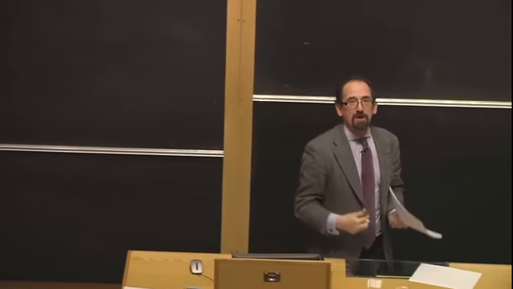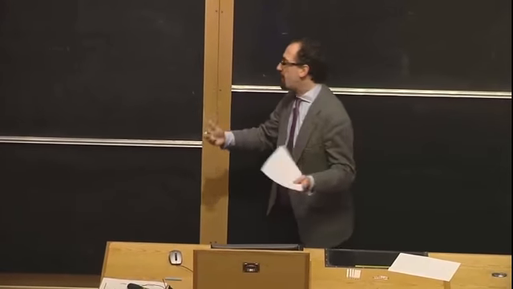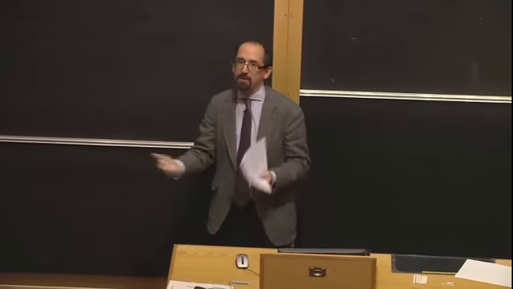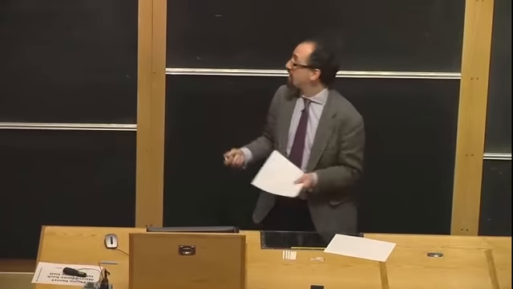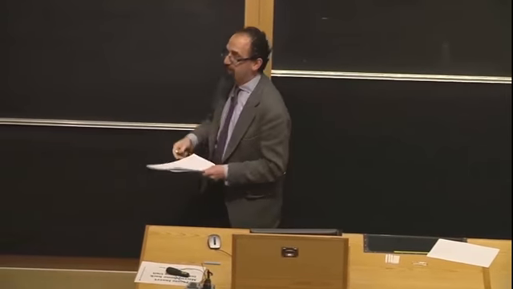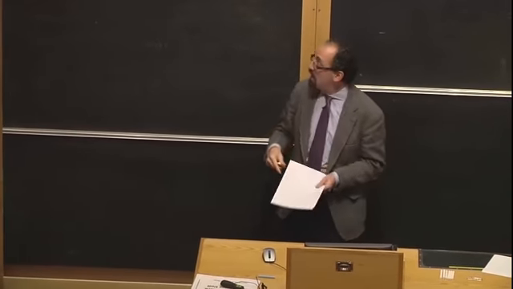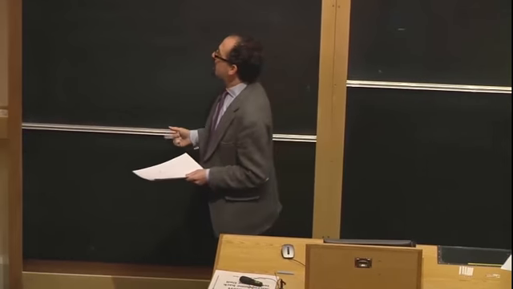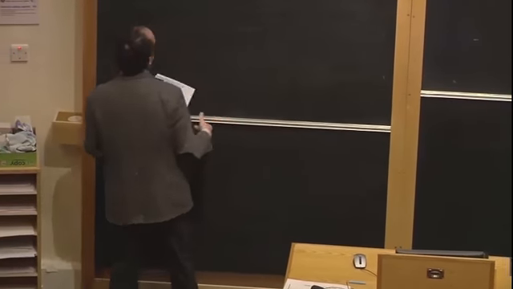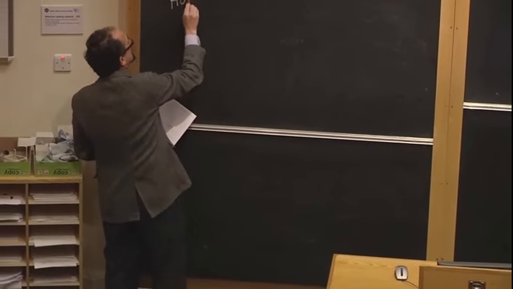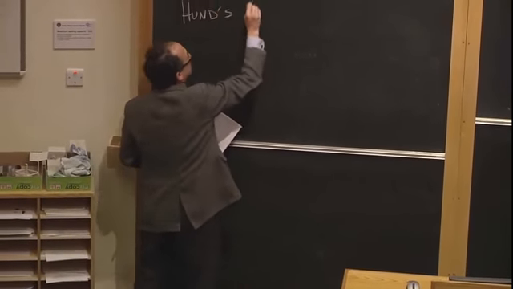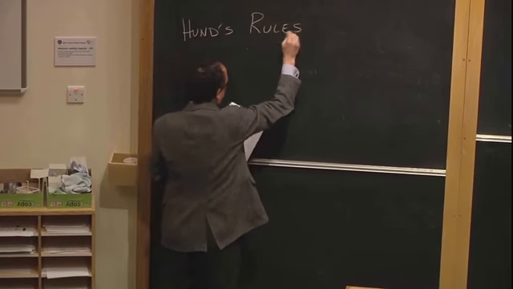But still, you can have a part-filled shell with 3, 4, 5, 6, 7 electrons in it. If it's a big shell, you could have 13, 14 electrons in a partially filled shell. So this could still be pretty complicated. Fortunately, we have a set of rules that helps us figure out how these angular momenta add together. These are known as Hund's rules, after Friedrich Hund.